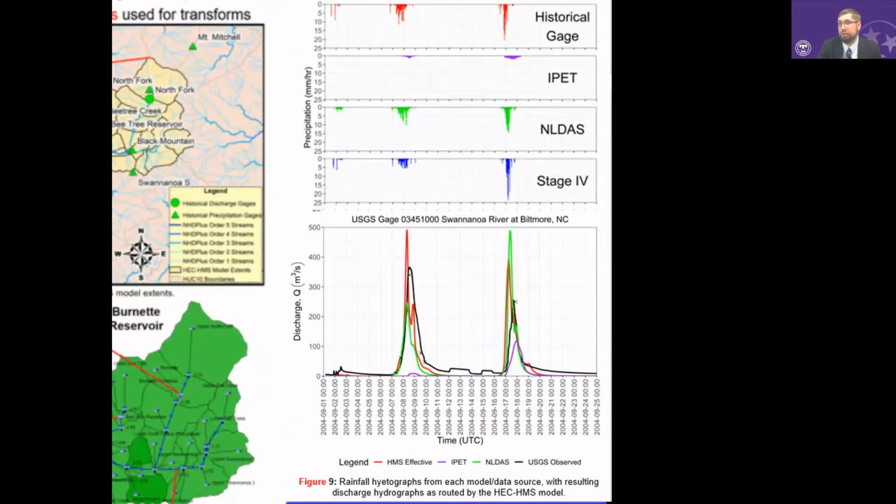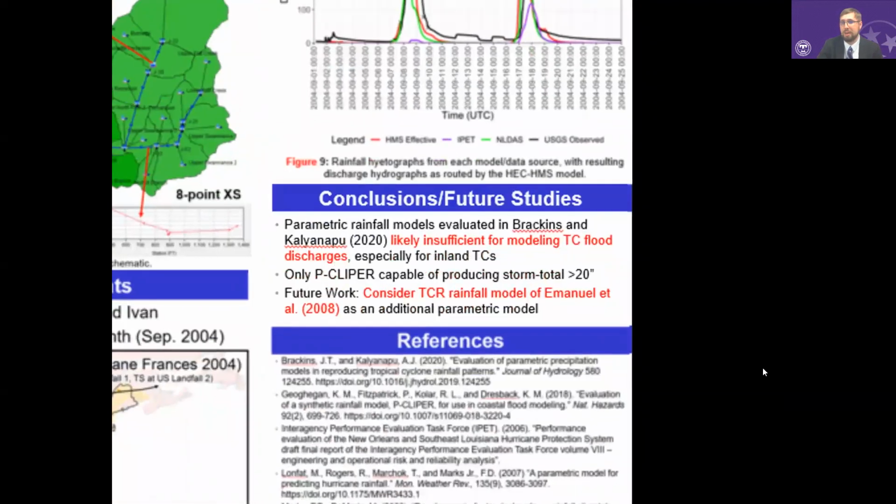Looking at how it actually performs, we have our historical gauge, our NLDAS, our Stage 4, that follows similar temporal trends as well as similar total rainfall amounts, whereas IPET falls short in both of these categories, both with the timing being slightly off and the amount being very far off, such that the routed hydrographs have much smaller peak discharges. Unfortunately, that means that these parametric models are likely insufficient for modeling TC flood discharges.